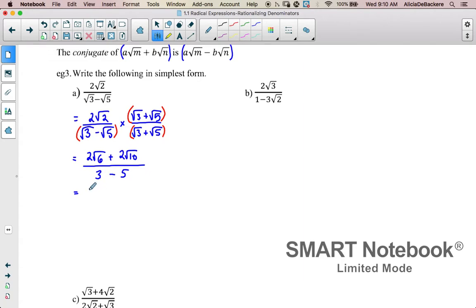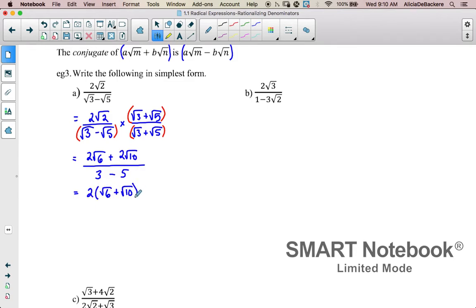So now I'm just going to clean this up. I've got 2 root 6 plus 2 root 10. Those are both in simplest form. If there was some simplifying to do, I would do that. Oh, actually, I'm going to erase that. Hopefully you didn't copy it yet. What I can do to simplify this is I could take out a common factor of 2. They both have that 2 coefficient.